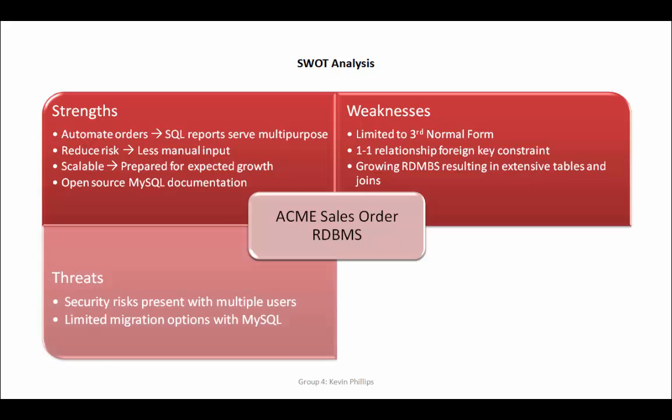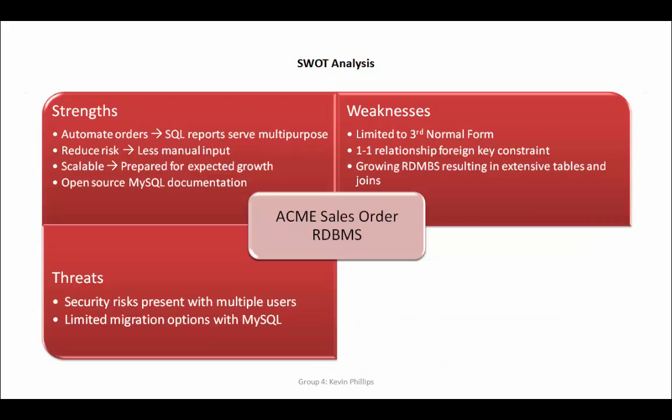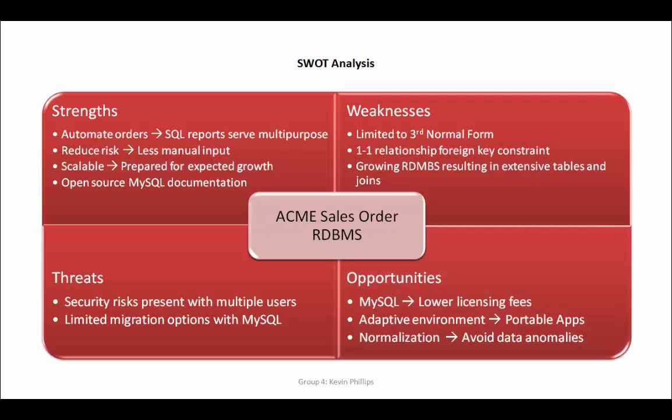We are quite confident with the security of our user table attributes, such as user verification code, user last IP, and user reset expire. Nevertheless, we cannot foresee future security risks, and thus security remains as a threat. Additionally, MySQL is less portable than other relational database management systems, which may present migrations more as a threat than as a weakness as Acme Company continues to grow. However, MySQL offers lower licensing fees than comparable relational databases.